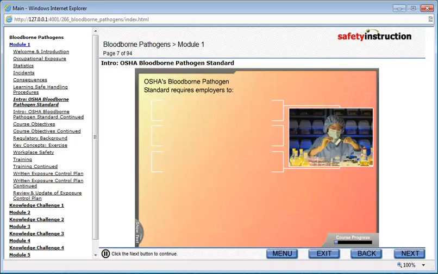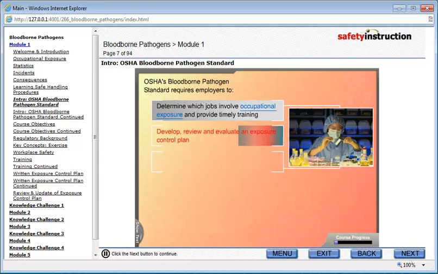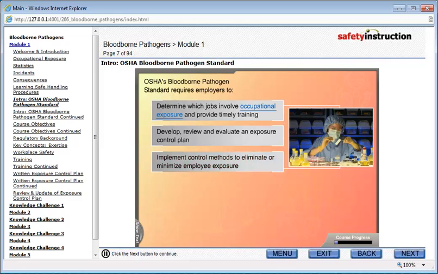OSHA's bloodborne pathogen standard requires employers to fulfill several obligations to its employees. Determine which jobs involve occupational exposure and provide timely training to all employees in these jobs. Develop, review, and evaluate an exposure control plan that is available to employees. And implement control methods to eliminate or minimize employee exposure. Go to the next screen to learn the rest of the employer's responsibilities.